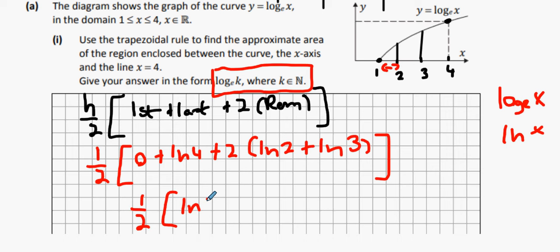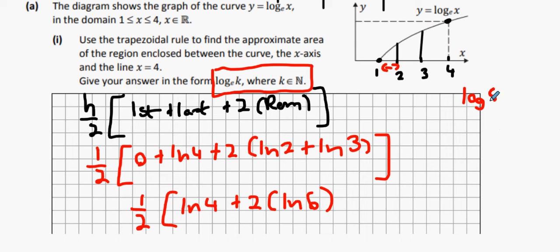Good old log rules. ln4. What's ln2 plus ln3? Multiplication rule of logs. So addition rule means you multiply them. So what's 2 times 3? ln6. Does anybody remember the power rule of logs? Okay, we'll probably need to give you a quick revision here. Can anybody tell me what log 5 plus log 7 is? Log 35. Great. Can anybody tell me what 2 log 5 is? Bring the 2 in here and square it and you get log 25. Is that okay with you guys?